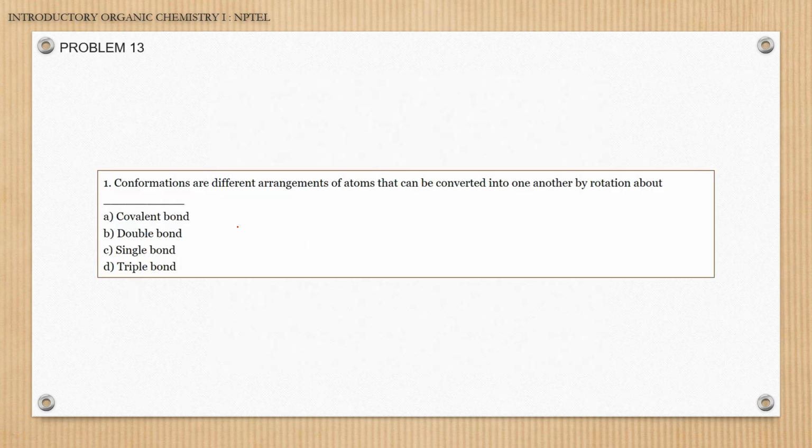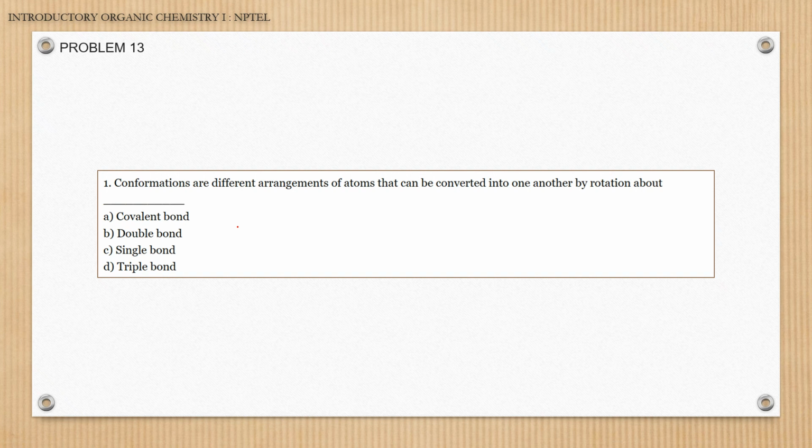Coming to problem number 13. They are asking, conformations are the different arrangements of atoms that can be converted into one another by rotation about which bond? Is it a covalent bond? Covalent bond. Sorry? Single bond. Single bond. Yeah, very straightforward question. Conformations can only arise when you have a single bond, because double bond rotation is not possible, and also triple bond rotation is not possible.